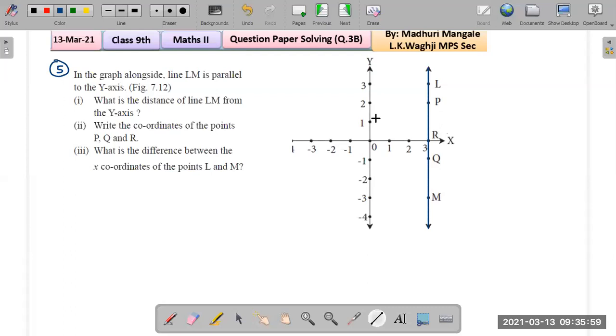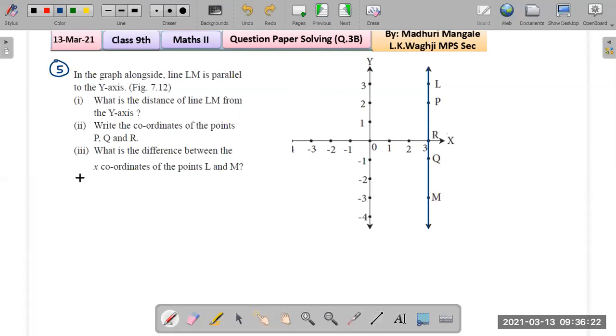What is its distance from the y-axis? Like that. So how much is the distance from the y-axis? How do you find that? Simply check what is the distance between these two lines. So it is 1, 2, 3. That is the distance, isn't it? So this is just graph reading.